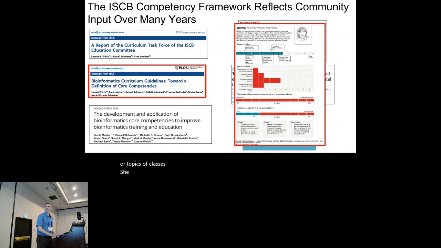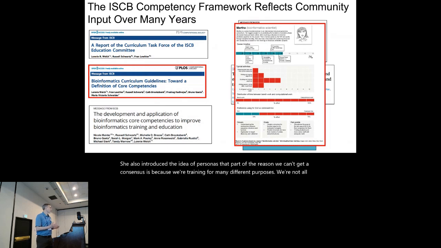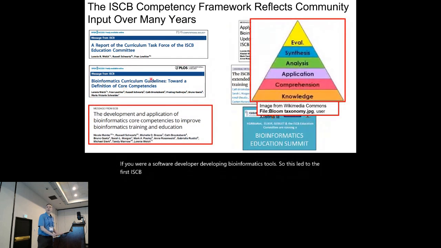She also introduced the idea of personas, that part of the reason we can't get a consensus is because we're training for many different purposes. We're not all teaching people to work in this field for the same kind of job. You need a different kind of training if you're a wet lab biologist using bioinformatics versus if you are a software developer developing bioinformatics tools. So this led to the first ISCB competencies framework.